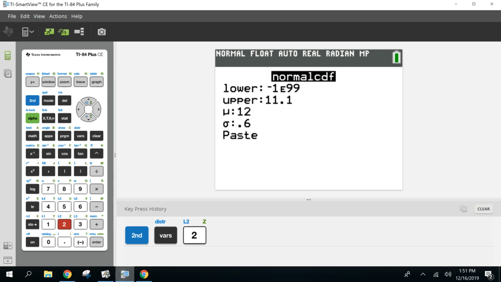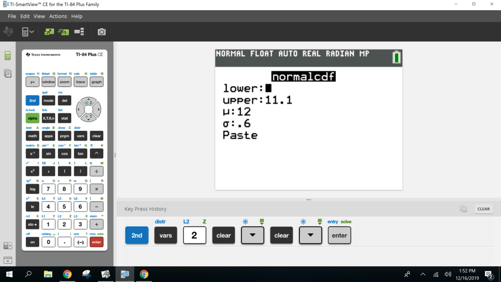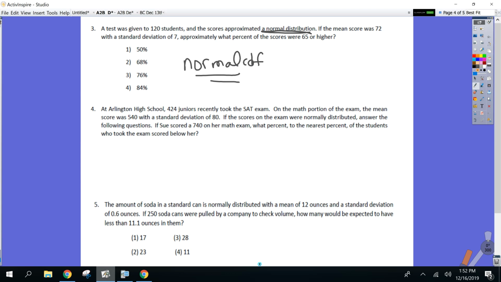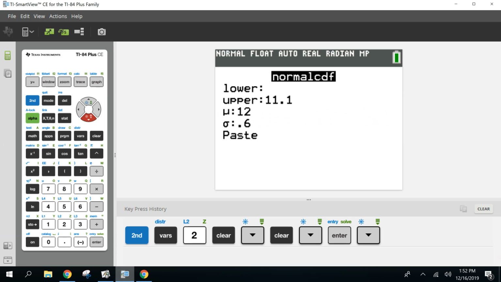Now, does everybody have lower, upper? We all good there? Do we need to update a calculator or two here? Everyone's got this now. Okay, go back to the problem for me before I tell you what to fill in. We're looking for what percent of scores are what? 65 or above, right? Then what do you think my lower bound is going to be? 65. So lower 65. Upper.